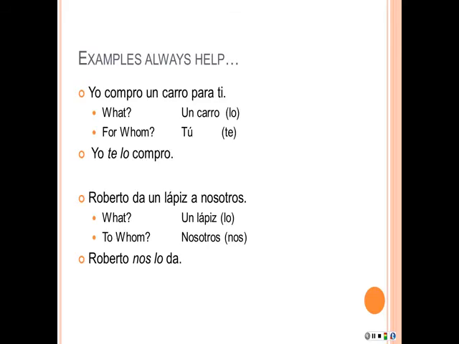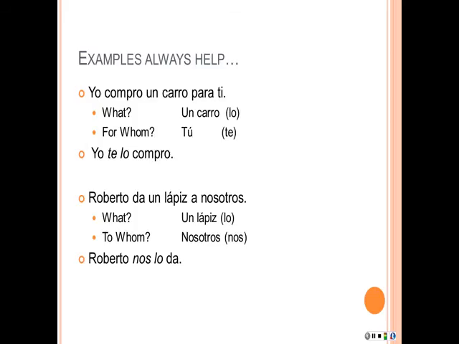So we're going to take the sentence, yo compro un carro para ti. I buy a car for you. And we're going to change it to yo te lo compro, which means I bought it for you. So we replaced un carro with it. I bought a car for you. I bought it for you. And instead of saying para ti, we say te. Notice the order of all those pronouns in the sentence. The indirect object pronoun comes first, then the direct object pronoun.